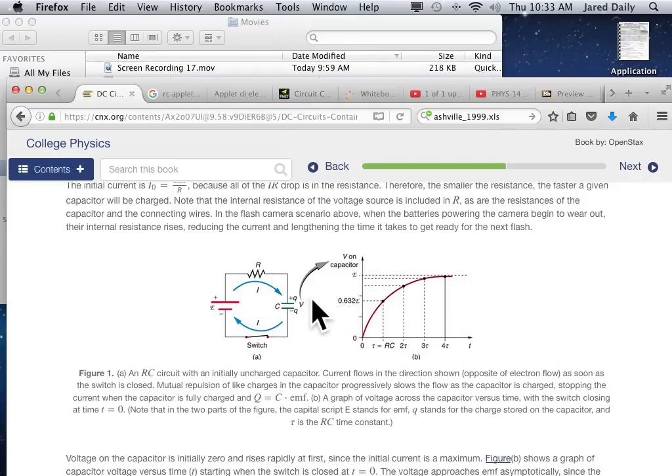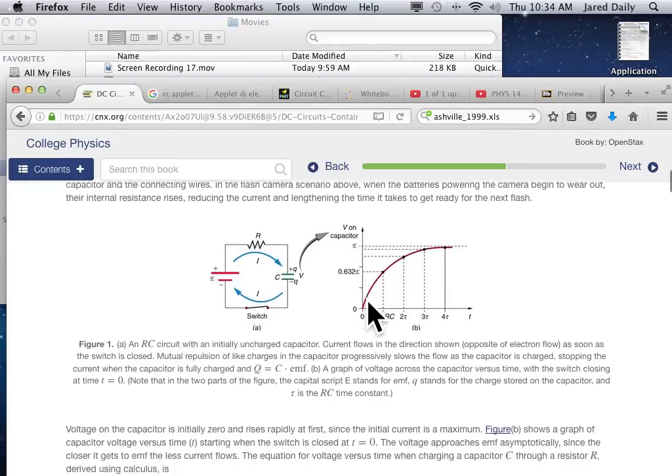So what we do is we measure the time that it takes to get to 0.632 times that voltage. Now, why 0.632? It's a mathematical thing. It has to do with exponential functions. But the time that it takes to get to this fraction of that maximum voltage is what we're going to call the time constant of the circuit.